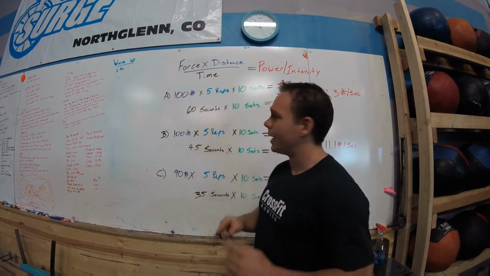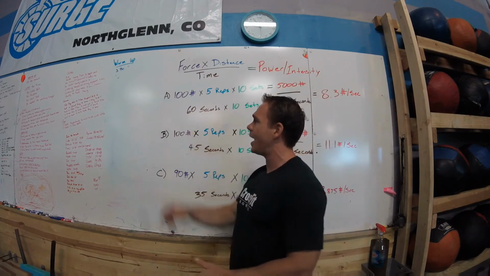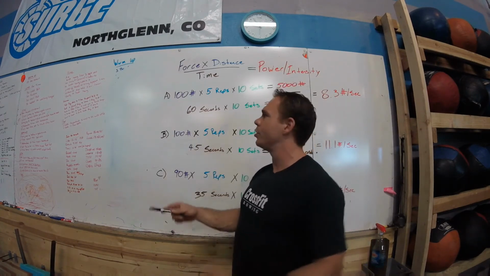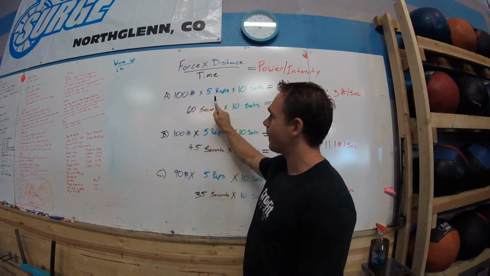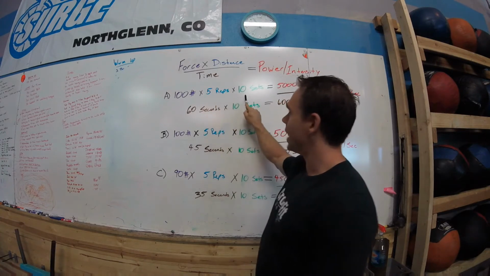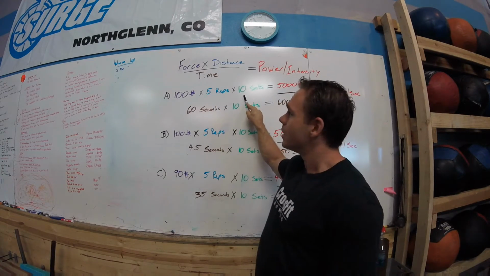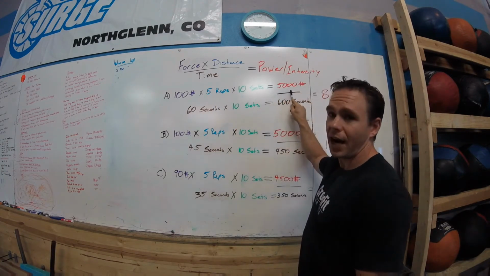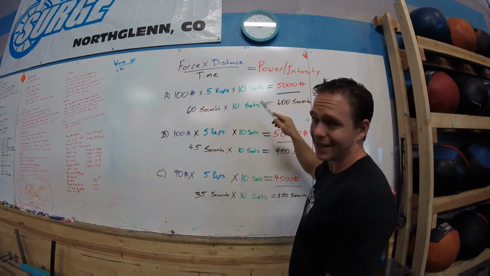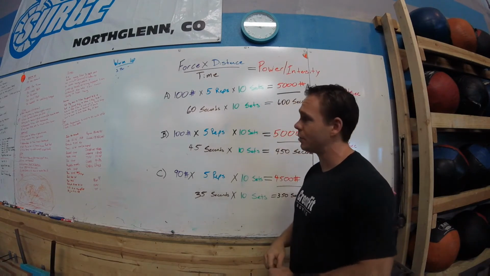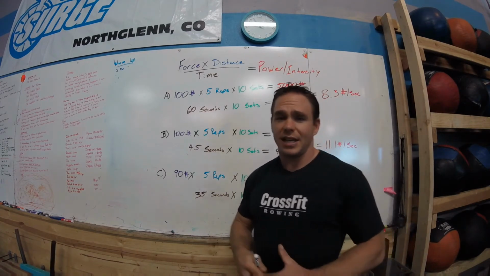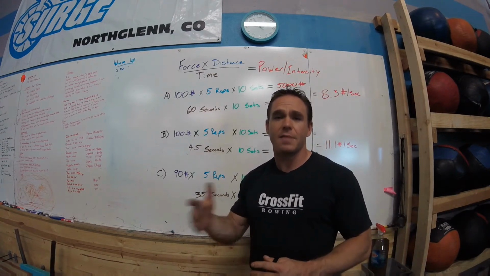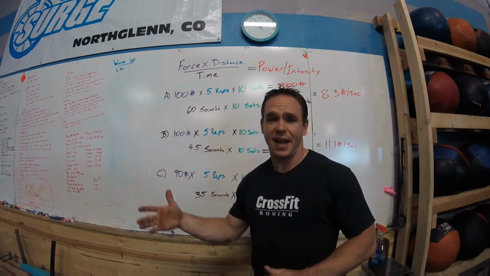In example 1, we have athlete A. They're going to be moving 100 pounds, for 5 reps, and they're going to do that for 10 sets. So that equates out to 5,000 pounds over the 10 sets in which that athlete is going to move. Now we'll take that as we did 5 reps every minute on the minute for 10 sets.